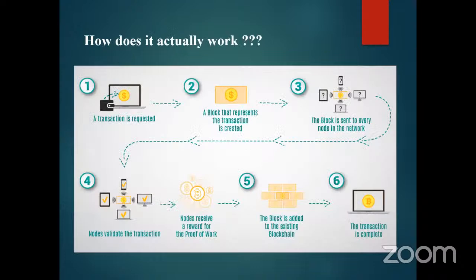Now, let us discuss how the blockchain works. When a transaction is requested, a new block is created. The block represents the transaction when it is created. Next, this block is sent to every node in the network. Now the node validates the information on the transaction, whether it is fraudulent or authentic. Next, this transaction is added into the existing blockchain. Now the transaction is completed.